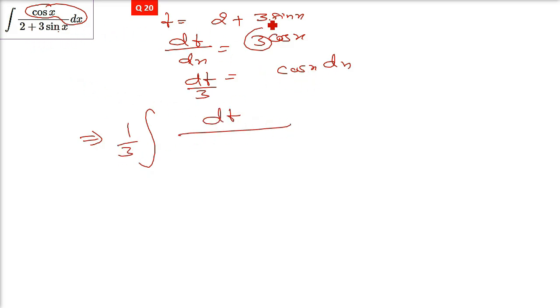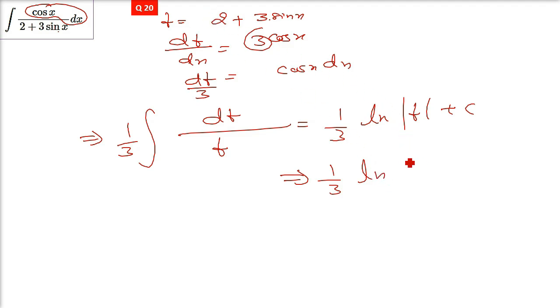Now you know the standard result, which you have been doing for almost 20 questions now. So this will be 1 by 3 ln modulus of t. So what was t? You have to replace it by 2 plus 3 sin x. So 1 by 3 ln of 2 plus 3 sin x, and then the constant of integration. This is your final result.